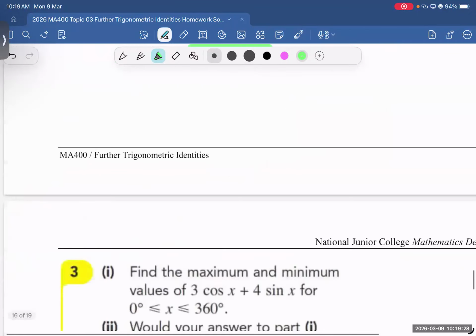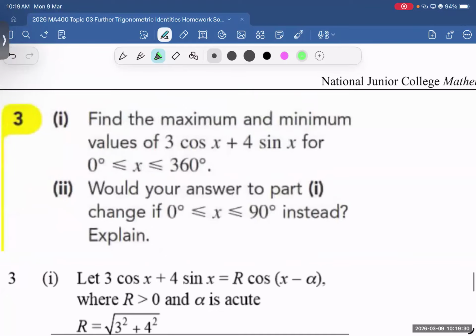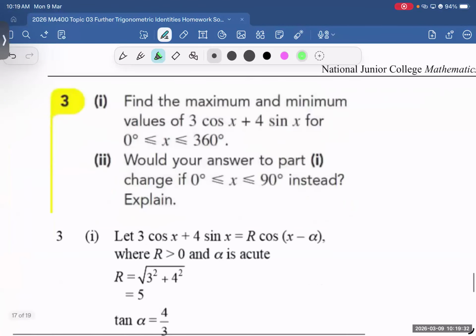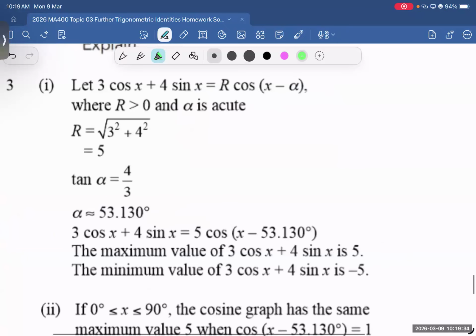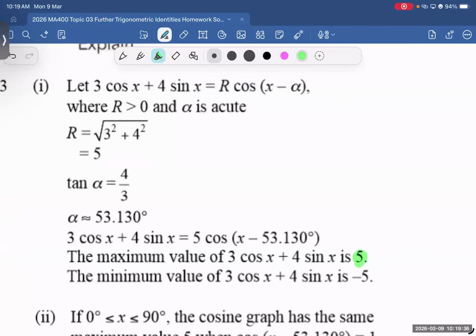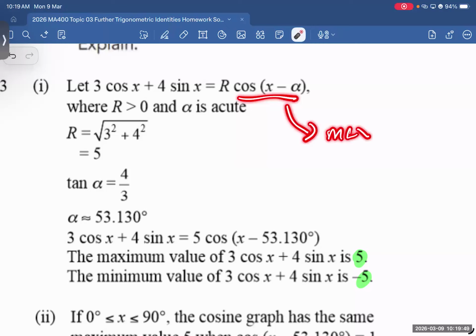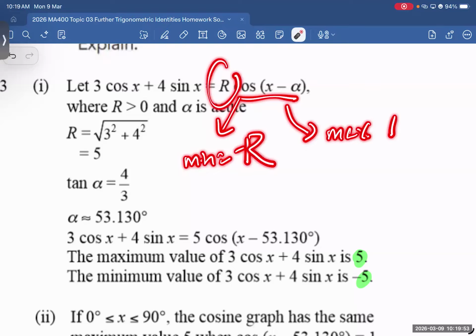Okay, I go on. Question 3, part 1. You all have no question, you all don't know how to do, right? Okay. 5 and negative 5. Understand why? Or don't understand why? Because cosine is between 1 and negative 1. The max is 1, the min is negative 1. So if you put R, then the min is negative R. So here the R is 5, right? So it's negative 5.